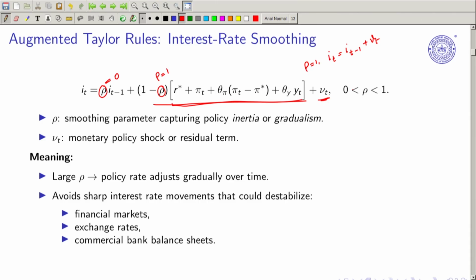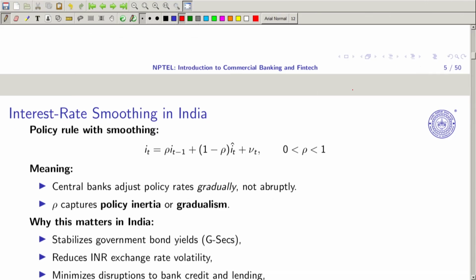But why do we see that a higher value of rho is not encouraged? Because it means that you are taking a very strong stance that may not be good, and it may impact other markets like financial and exchange rate markets. Let's understand with one example how it works.